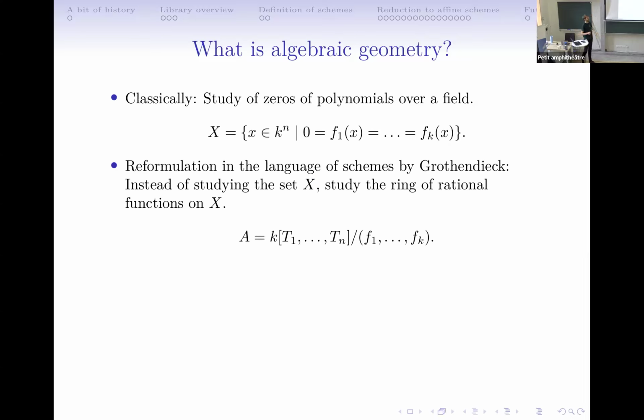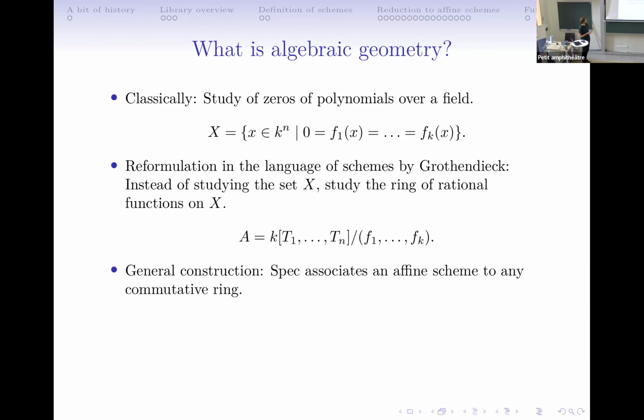And what a scheme is is not really important. But instead of studying this set, we're now studying its ring of rational functions. So we're studying this ring instead of this set. And this ring is, in this case, the ring of rational functions on this set. And there's a general construction that sends such a ring to what we call an affine scheme. And this construction is this Spec functor.